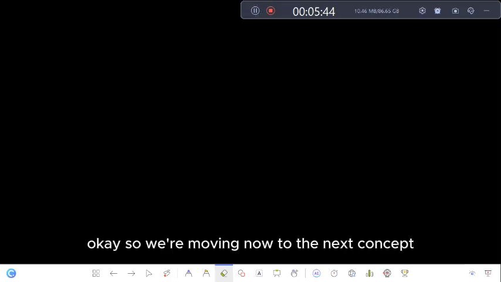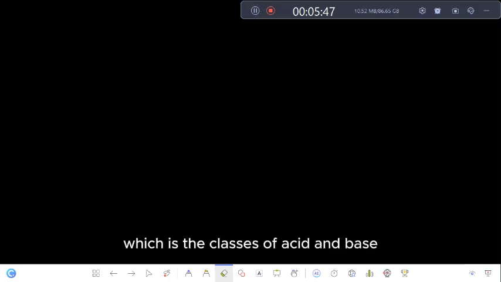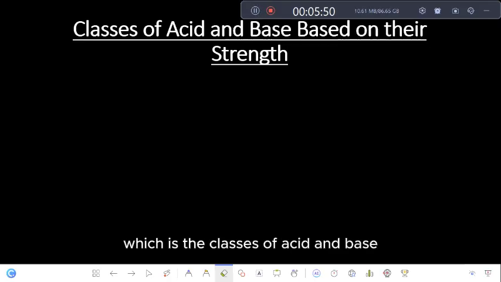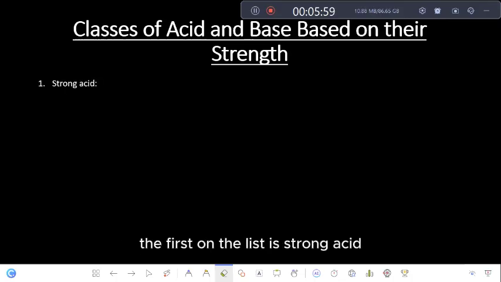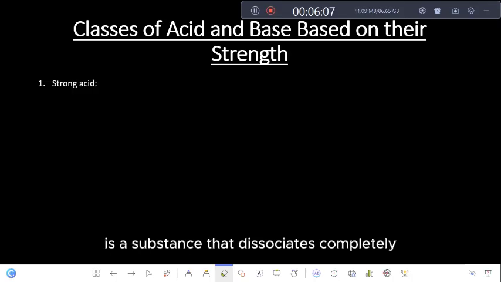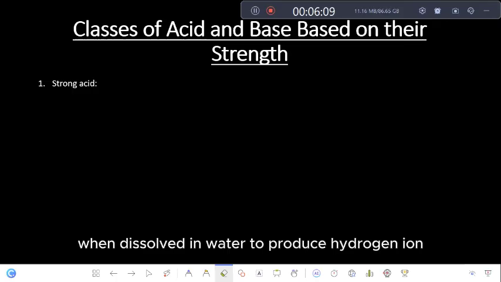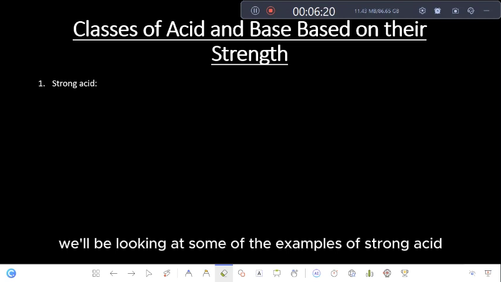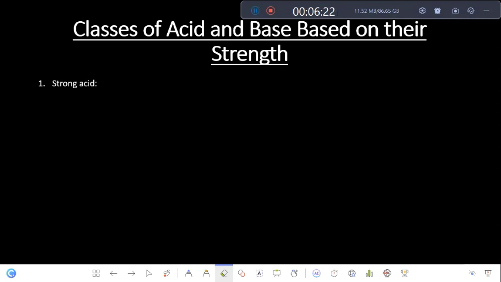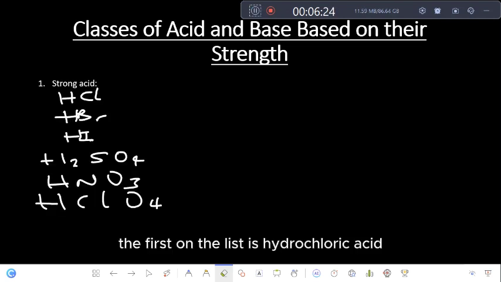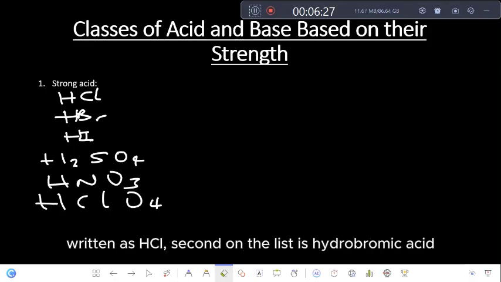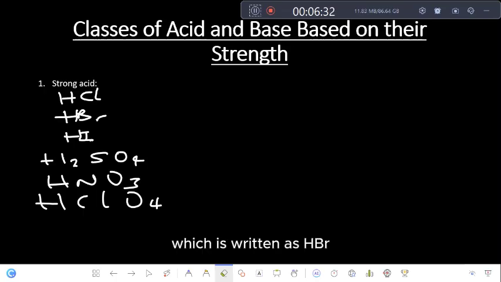Okay, so we'll be moving now to the next concept, which is the classes of acids and bases based on their strength. The first on our list is the strong acid. A strong acid is a substance that dissociates completely when dissolved in water to produce hydrogen ions. We will be looking at some examples of strong acids. The first on the list is hydrochloric acid, written as HCl. Second is hydrobromic acid, written as HBr.